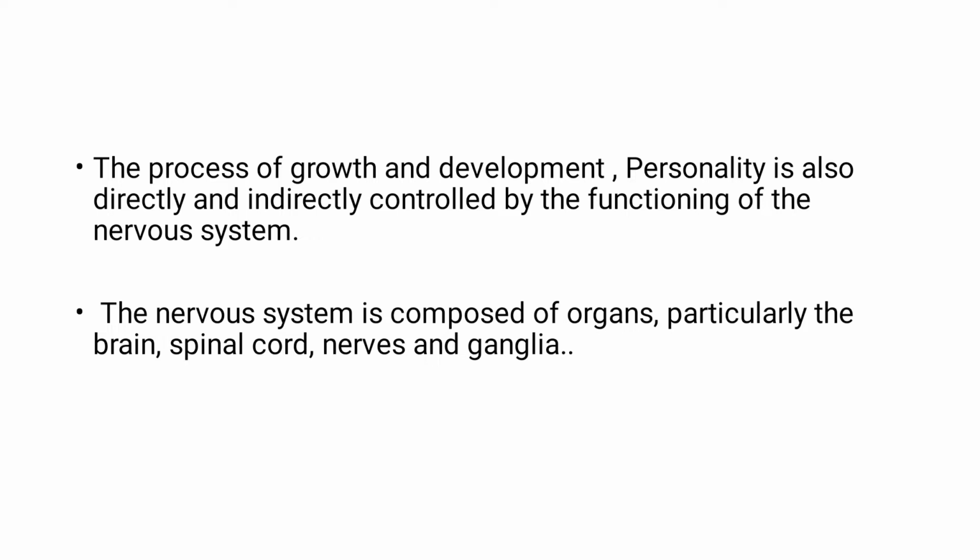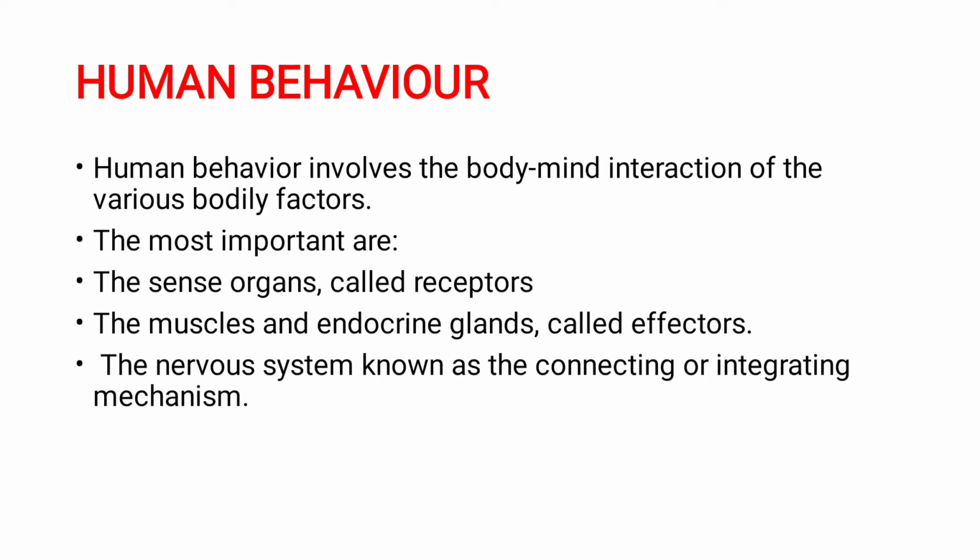The nervous system is composed of organs, particularly the brain, spinal cord, nerves and ganglia. These are what control your behavior. Mainly the brain, next the spinal cord, as well as the nerves and the ganglia. The blood supply to the nerves, everything is going to influence the functioning of your body as well as lead to your behavior. Human behavior involves the body-mind interaction.